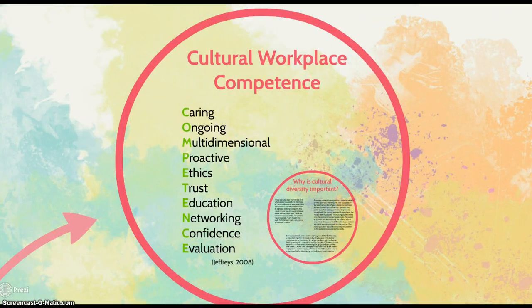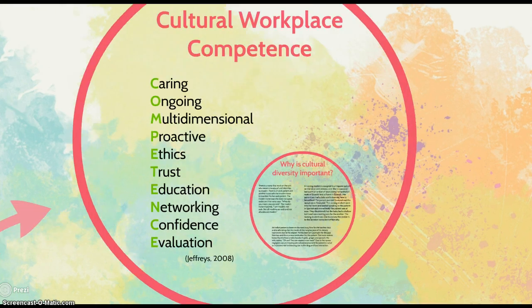Cultural workplace competence. This is a nice mnemonic that just lists a lot of words and actions that we should keep in mind when we're working with our coworkers. Realizing that people are multidimensional and that they may associate with one or more cultures is really important. Being proactive, ethics, trust, education, continuous learning, really caring about what people have to say and really caring about their culture and how it affects their work ethic. And this will increase confidence in us with dealing with people of various cultures, and also continuously evaluating what we're doing and saying and if it's really appropriate for the situation.